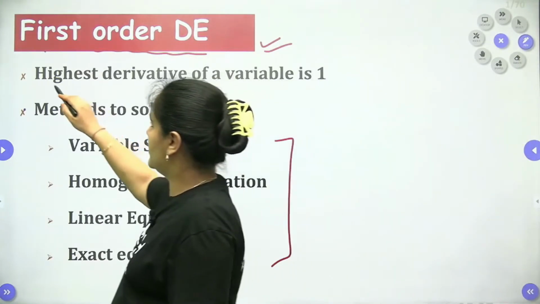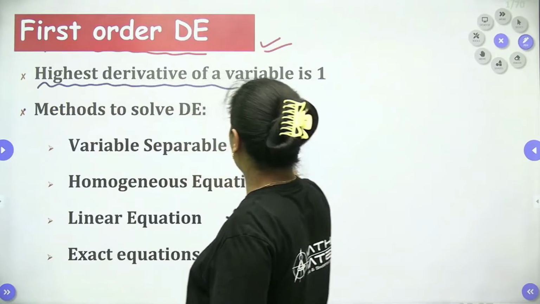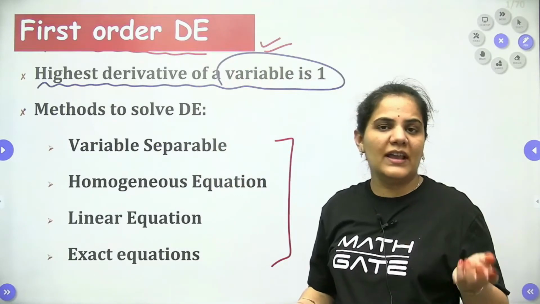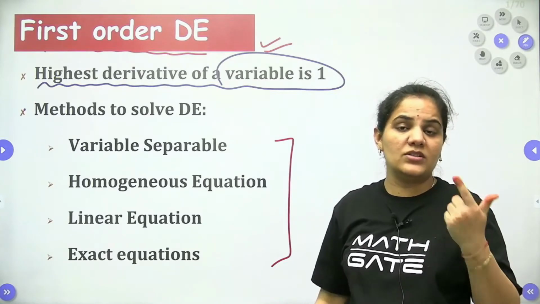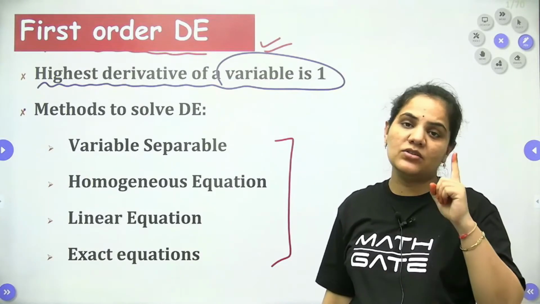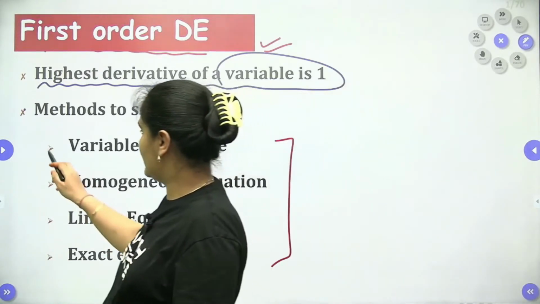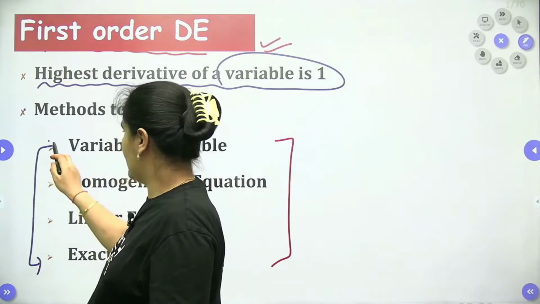For a first order differential equation, as we know very well, the highest derivative of a variable is one only. Any differential equation is said to be of first order if the highest derivative is of first order only. So we have some methods to solve differential equations of first order.